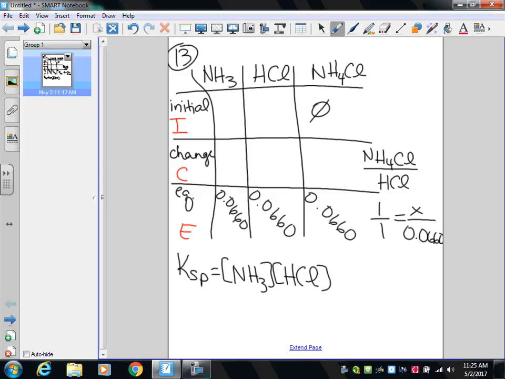So now what am I going to do? Put the numbers in, okay? So remember that because my coefficients were 1, my exponents would be 1, so I don't have to do anything. So I'm just going to go my 0.0660 multiplied by my 0.0660.